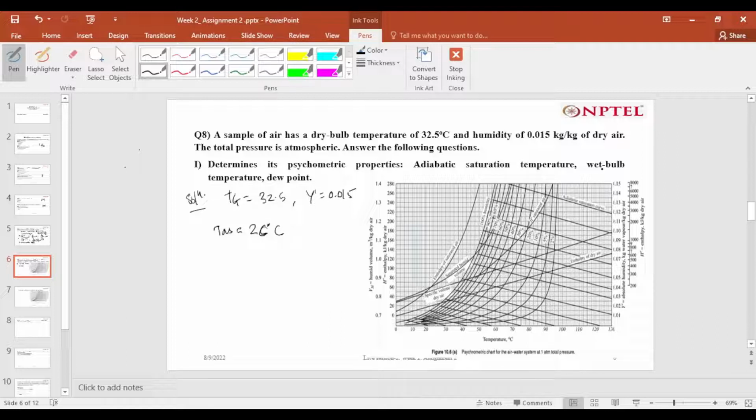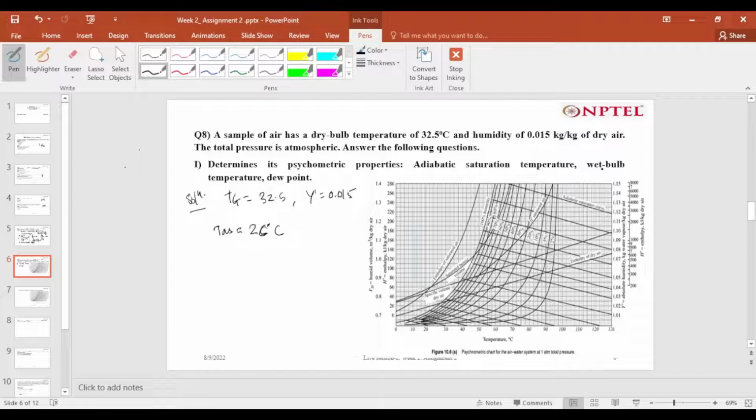So this temperature is Tw. This is the adiabatic, sorry, adiabatic saturation temperature, the same as the wet bulb temperature. This one is 29 degrees Celsius. Right, all of you clear? Yes, sir. Okay.